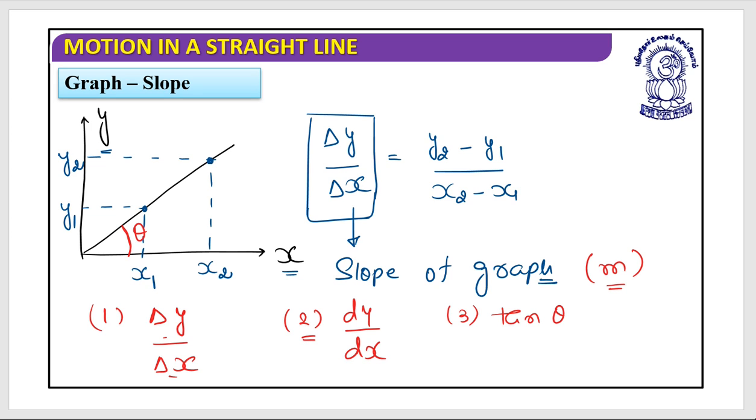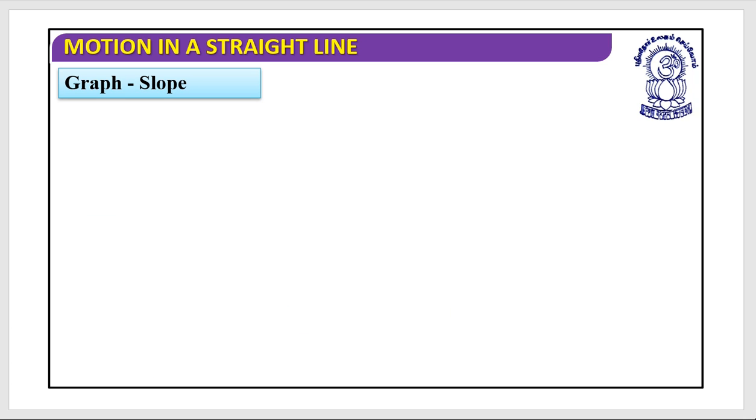So let's summarize this. What is slope? We just take a ratio of the y-axis quantity to the x-axis quantity. Now how many options am I having? I am having three options. The first option would be delta y by delta x. The second option would be dy by dx, and the third option would be tan theta. Now let's check which different kinds of slopes I can have.